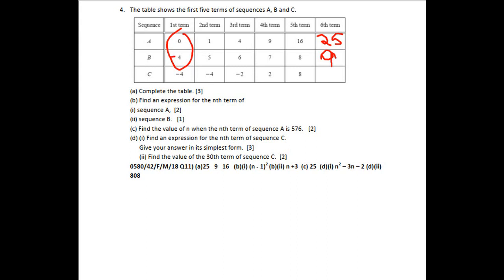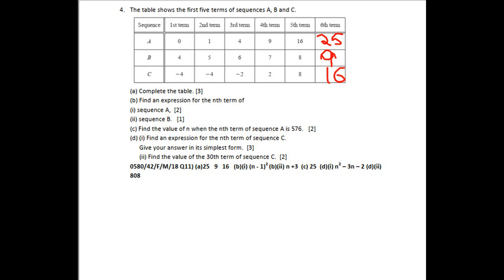by subtracting these two. 0 minus 4 is -4. Then 1 minus 5 is -4. Then 4 minus 6 is -2. Then 9 minus 7 is 2. Then 16 minus 8 is 8. And then 25 minus 9 is 16. So 16 is the answer. Complete the table. We've done that.